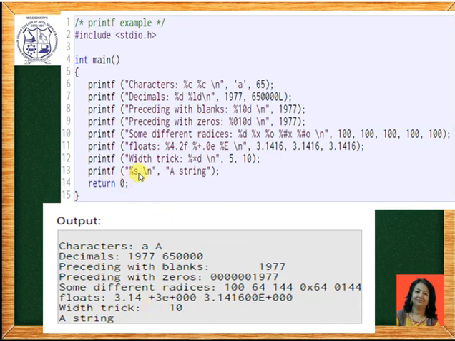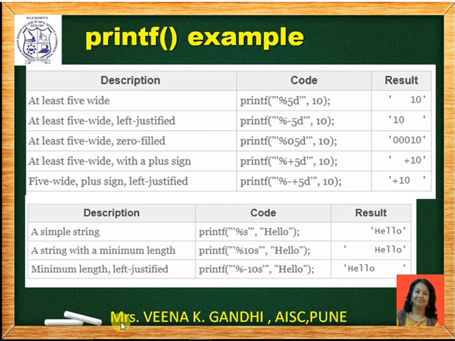Next is %s \n. %s is used for printing strings, and your argument is a string, so it will display a string in the output. Here are more examples. printf %5d with 10 tells that the output is at least 5 digits wide. So in the result you can see that 10 is right justified, so blanks are added in front of the 10.